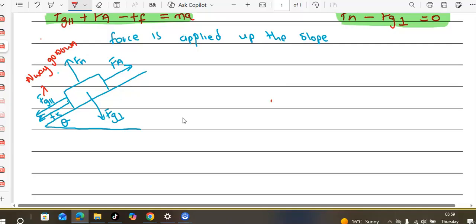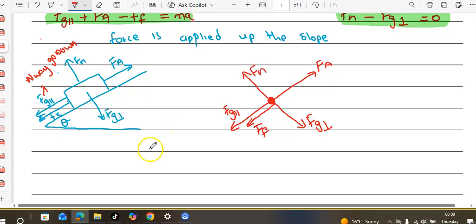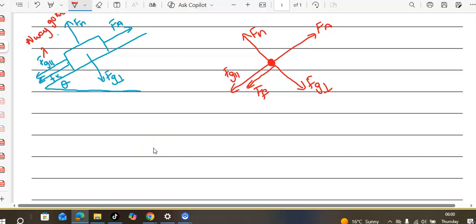So from this, let's try with the free body diagram. We're going to say we have the applied force going up. This is my applied force. Then we have my FG parallel. Then we have the frictional force. Then we have the FG perpendicular going down. And what else do we have? We have the normal force. So now we need to know the parallel and the perpendicular.